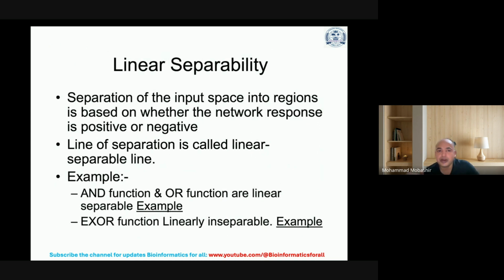separability. Separation of the input space into regions is based on whether the network response is positive or negative. The line of separation is called the linear separation line. Then there are some examples: AND function, OR function, XOR function, linearly separable or not, which is quite simple to understand if you are aware of the basics of modern physics.